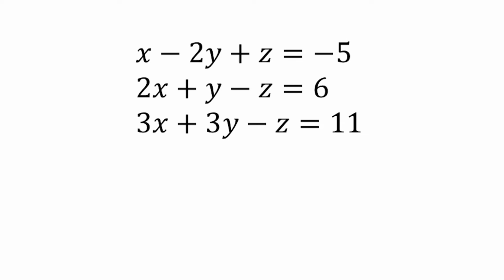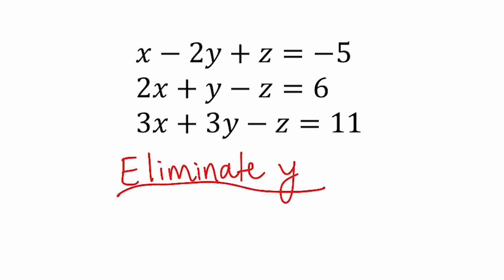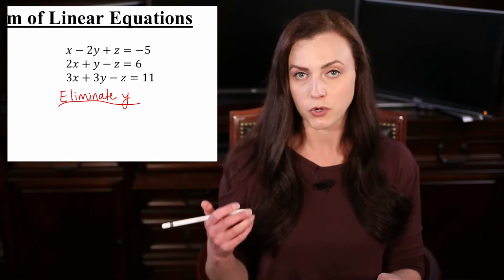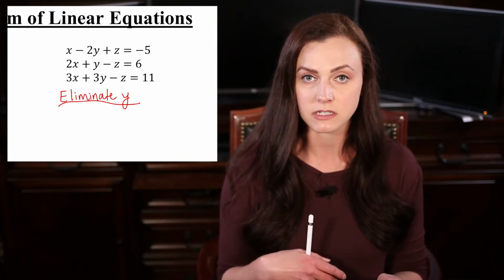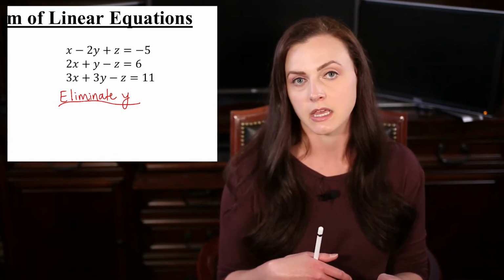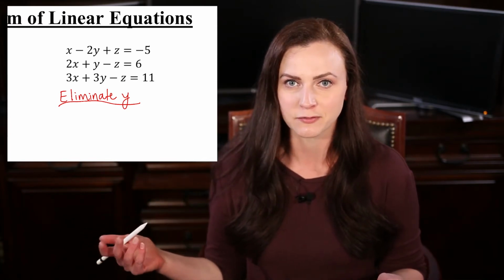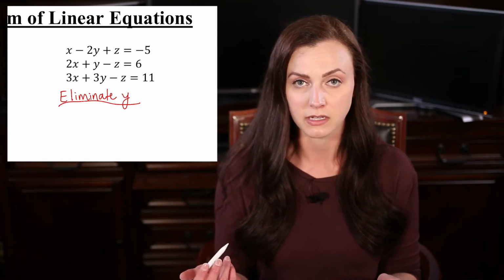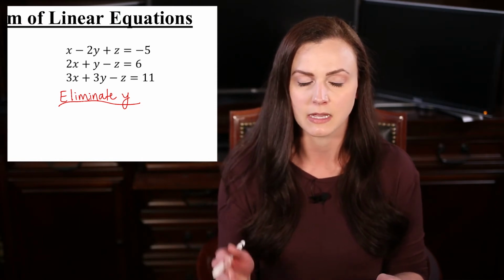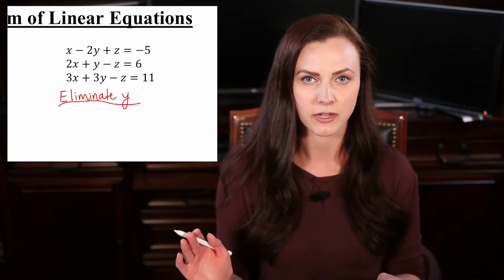What I like to do is I write at the top, eliminate y, because sometimes when you're eliminating y from the first two equations, then when I would go to the second two, I'd accidentally eliminate a different variable and then they didn't line up correctly. So this is just a way to remind myself I am eliminating y from all of the equations.